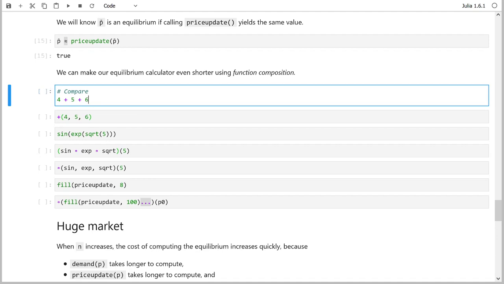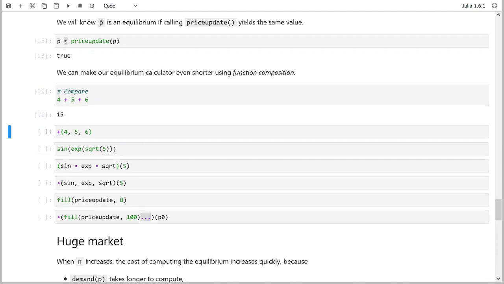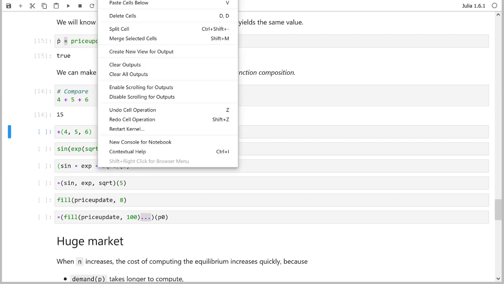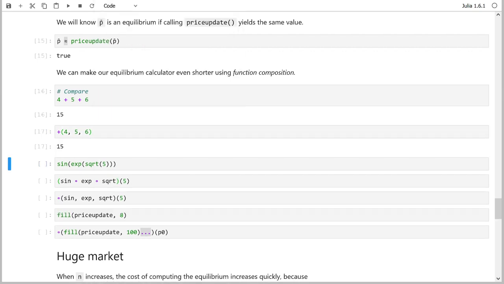So if we think about the plus operator, this is what's called an infix operator. That means it acts on both the element to the left of it and the element to the right of it. So if I do something like 4 plus 5 plus 6, I'm going to get their sum. But in Julia, these infix operators are actually derived from functions. In this case, plus is a function, and I can put 4, 5, and 6 as arguments to the function, and it'll work exactly the same way.